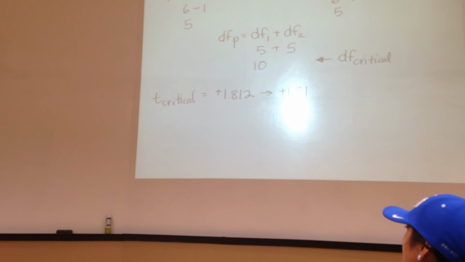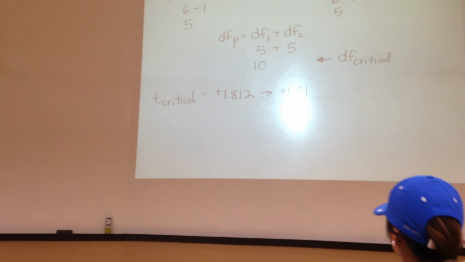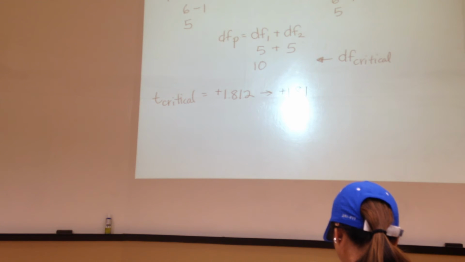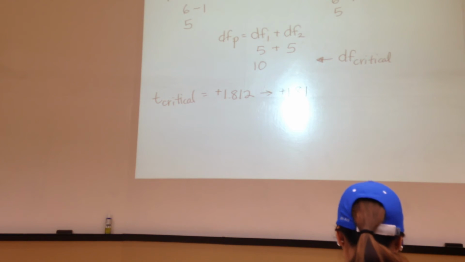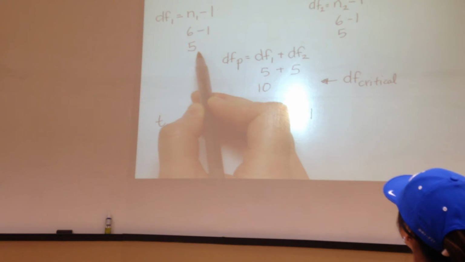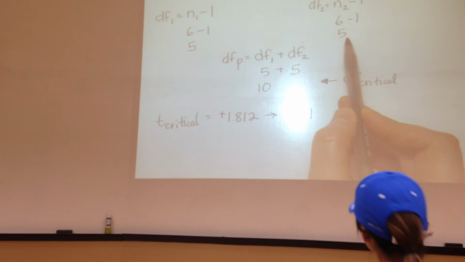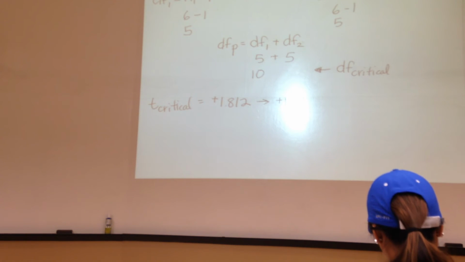All right. The next thing says, calculate the degrees of freedom, the mean, the sum of squares, and the variance for each sample. Well, we already did the degrees of freedom because we had to do that to figure out the degrees of freedom critical. So we're good to go there, right? We already figured it out. Degrees of freedom is 5 for group 1 and 5 for group 2. Score, we don't have to worry about that one. Skip.